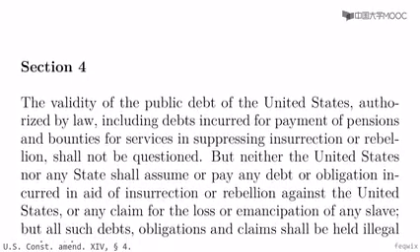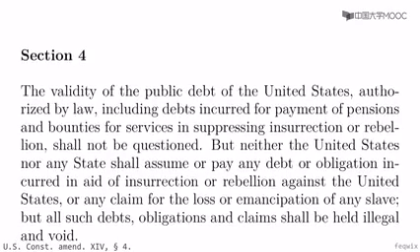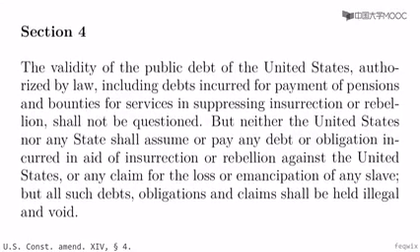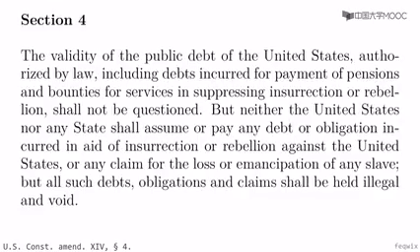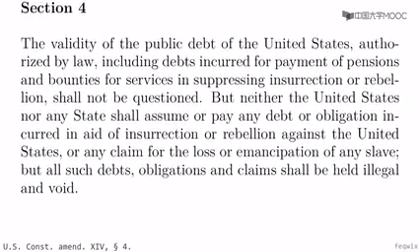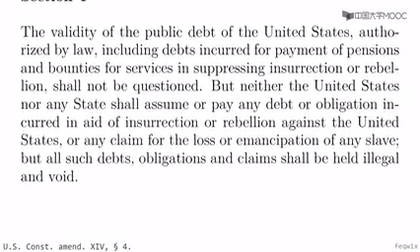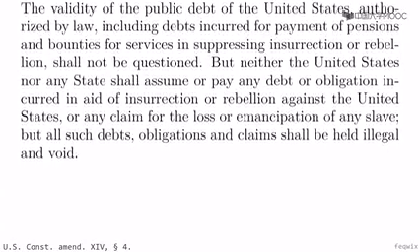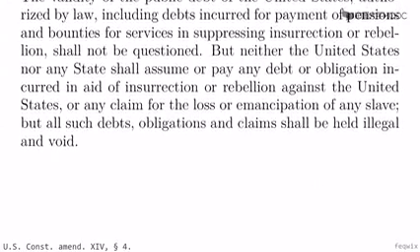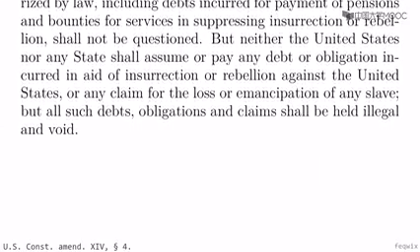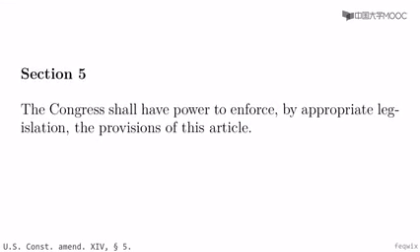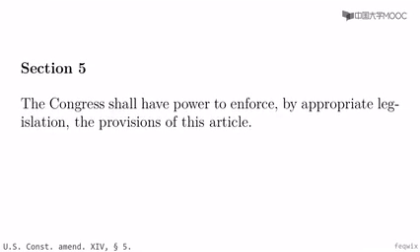Section 4. The validity of the public debt of the United States, authorized by law, including debts incurred for payment of pensions and bounties for services in suppressing insurrection or rebellion, shall not be questioned. But neither the United States nor any state shall assume or pay any debt or obligation incurred in aid of insurrection or rebellion against the United States, or any claim for the loss or emancipation of any slave, but all such debts, obligations, and claims shall be held illegal and void. Section 5. The Congress shall have power to enforce, by appropriate legislation, the provisions of this article.